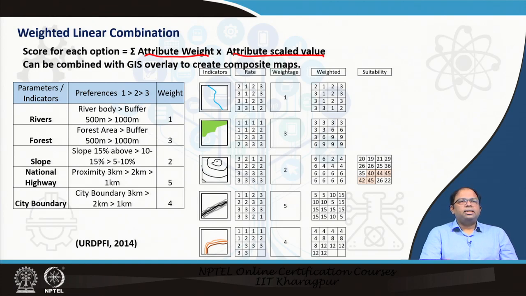So this is a very easy explanation. The area is divided into cells. As you can see, this is the area. It has a river flowing through it. It has some forest land. There are some contour lines, so we see the contours over here. Then we see the national highway going through this particular area, and then the city boundary is also there.